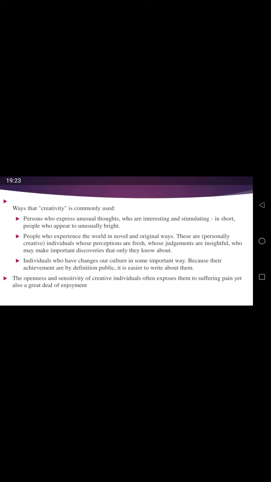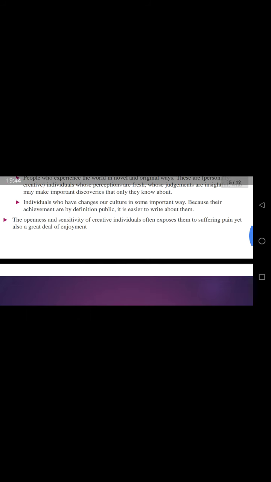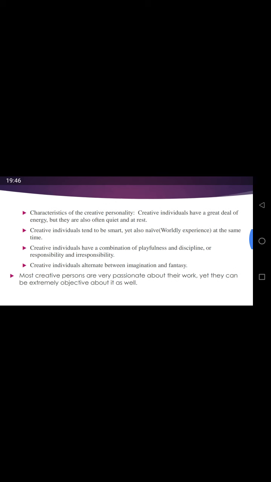Third, individuals who have changed our culture in some important way. Because their achievements are by definition public, it is easier to write about them. This thing also is going to be considered. Same thing, we are putting it in a different way. Due to that reason only I am giving this definition, sir. Not much expression is required for this.